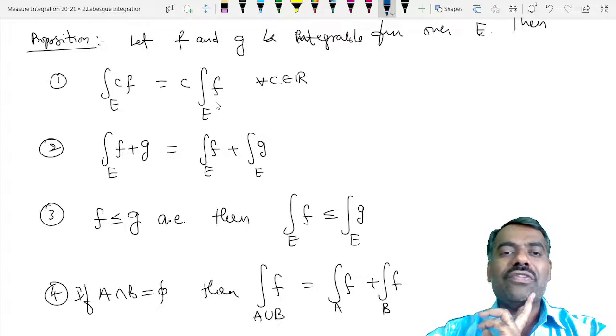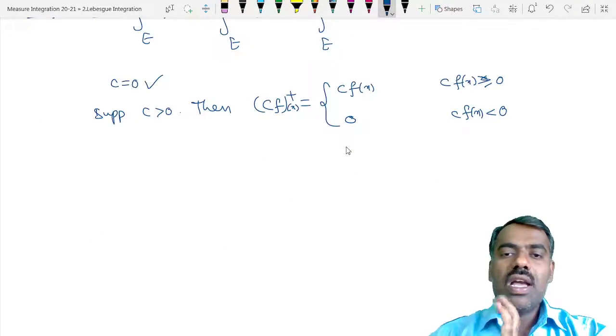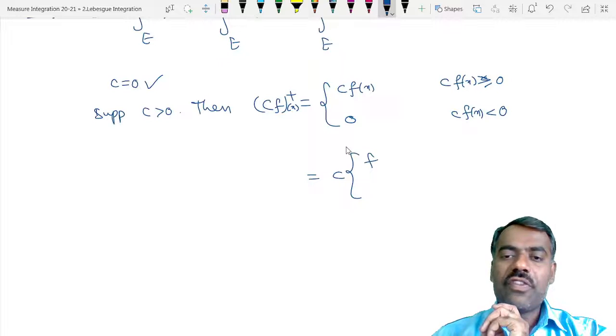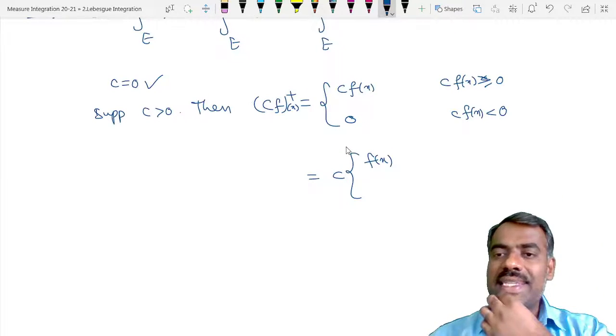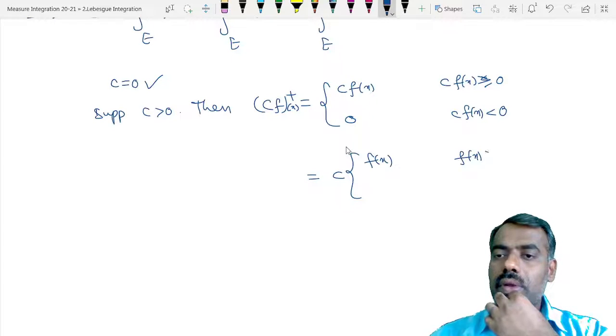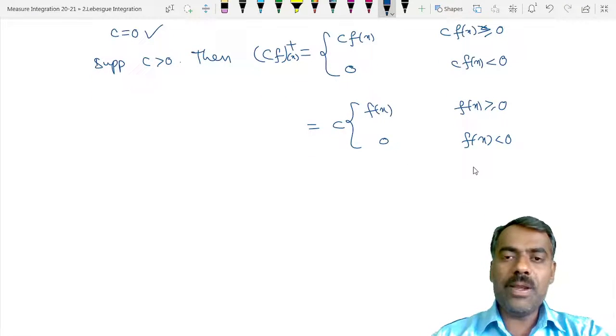It should be integration of f plus minus integration of f minus, right? So this is same as C, I can bring it outside or not? C times f of x, and C is greater than 0. So C I can send here, so f of x is greater than or equal to 0 and f of x is less than 0. Is this clear? Any problem?